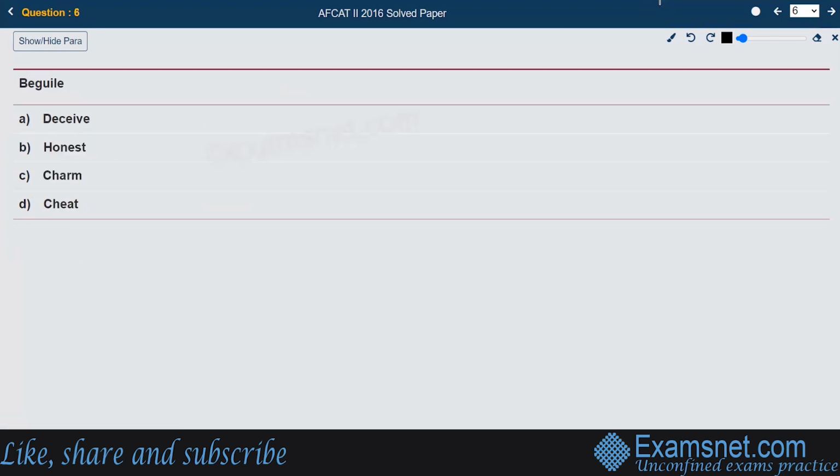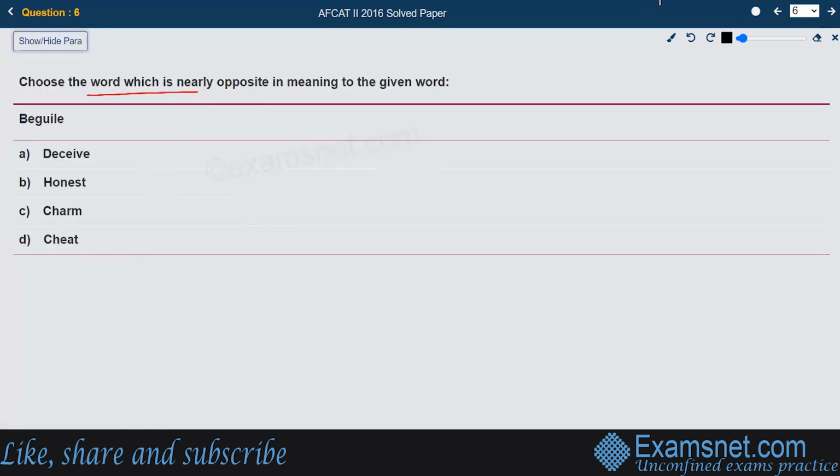Next, beguile. Now, what we are supposed to do in this question, choose the word which is nearly opposite. We have to find out the opposite of the words given. That is, we have to find out the antonyms. Look at the first one, beguile. Beguile means to attract or delight.